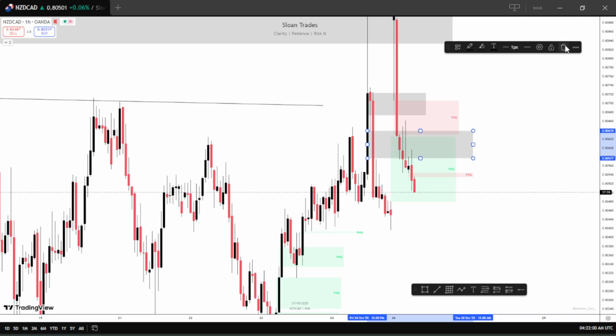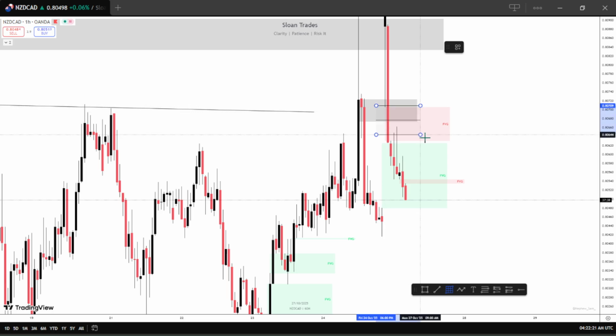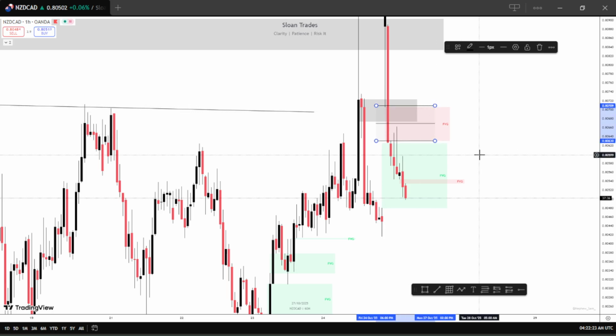So I am now looking at taking my entries from this particular zone, the fair value gap of this move. You can see that this long candle left these gaps in between. So that is what I'm looking at now. If I target the 50% of that fair value gap, that brings my entry to this particular zone.